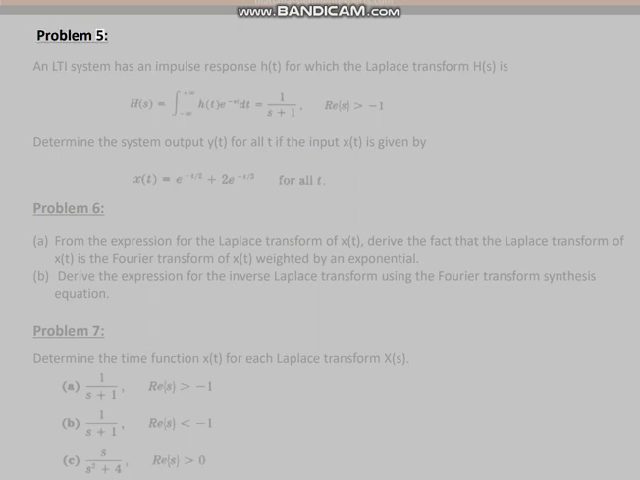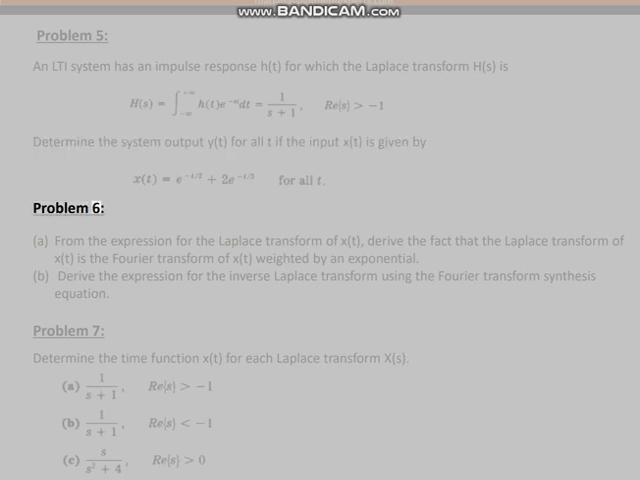Problem 5. An LTI system has an impulse response h(t), for which the Laplace transform H(s) is given. Determine the system output y(t), for all t if the input x(t) is given by.